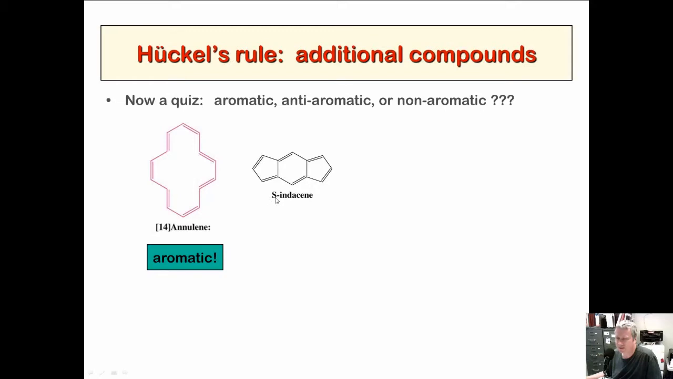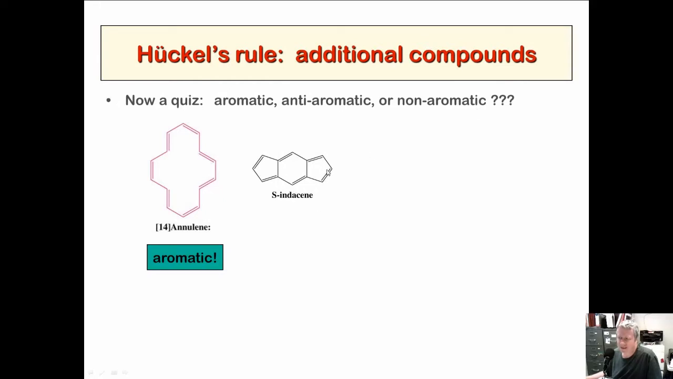s-Indacene. I don't know what the s stands for, but indacene is a weird molecule. How many pi electrons do we got? 1, 2, 3, 4, 5, 6, 7, 8, 9, 10, 11, 12. 12 pi electrons. Is that 4n plus 2 or 4n? 12 is 4 times 3, so it can't be aromatic. Now the question is, is it anti-aromatic or non-aromatic?